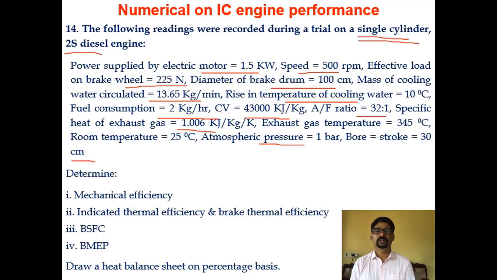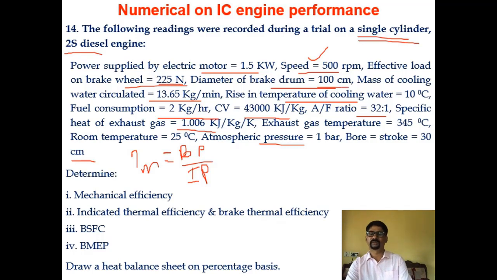Fine. So here you have to calculate mechanical efficiency. So mechanical efficiency, eta M, is equal to BP by IP. Okay, so let us see how to do these calculations. So BP is nothing but 2 pi N T by 60, right? In kilowatt, divided by 1000. So N is given here, 500 RPM. T is W minus S into R. W minus S is 225 Newton. R is 1 meter by 2, so 0.5 meter, because 100 centimeters is 1 meter, so that is the diameter, radius is 1 by 2, 0.5 meters. So easily you can calculate BP.